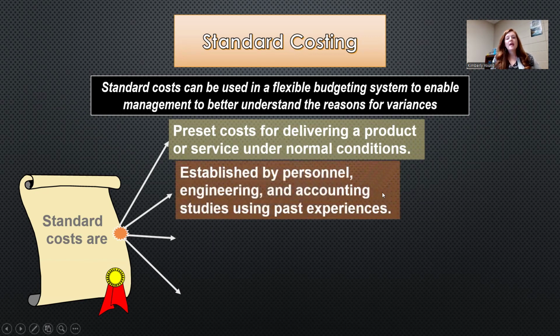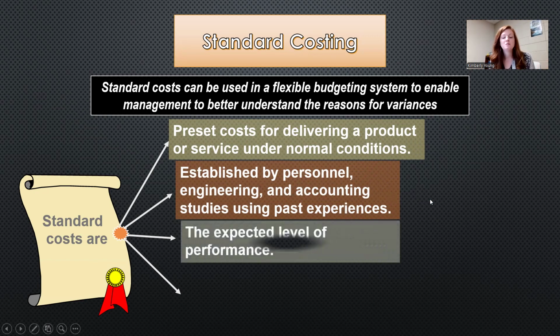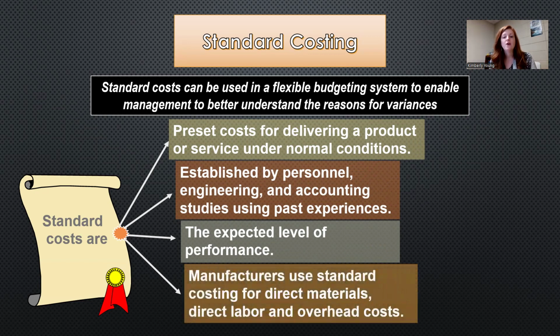We have preset costs for delivering a product or service under normal conditions, as I mentioned before. And this is going to be established by the people who are dealing with these costs on a regular basis: the personnel, engineering, and accounting. They're going to look at past experiences, so look at the history of it. We're going to base it on the expected level of performance, and we're going to use those costs for direct materials, direct labor, and even overhead.